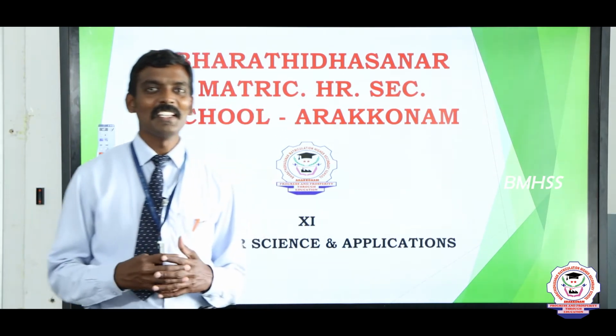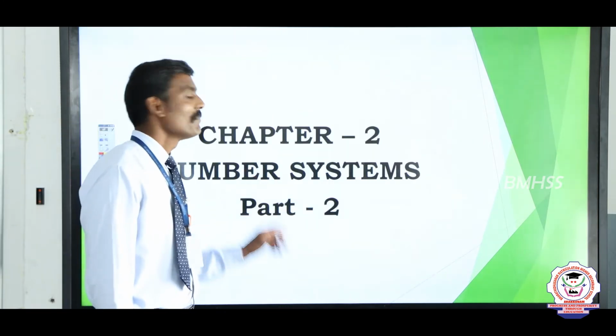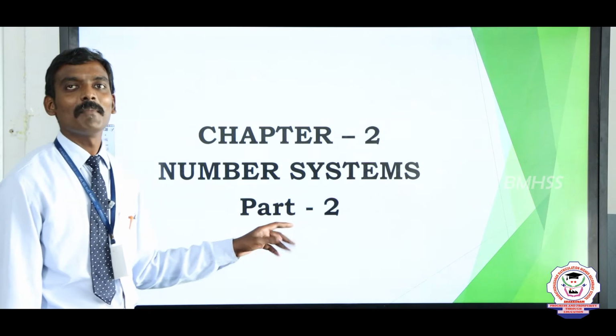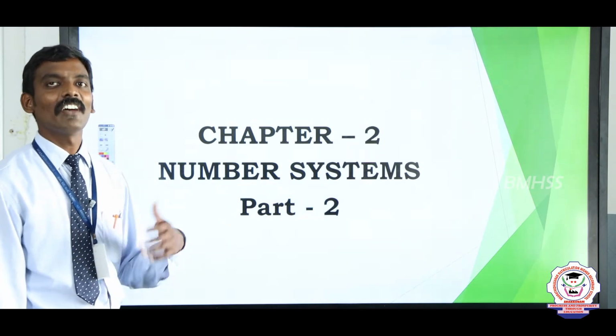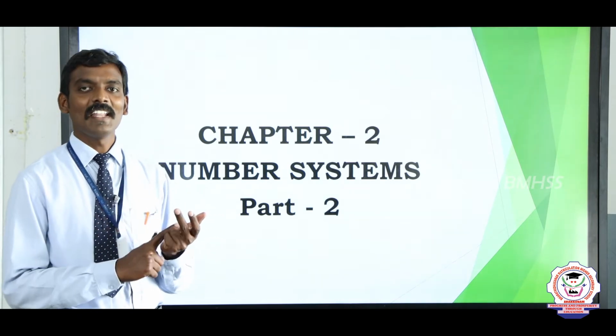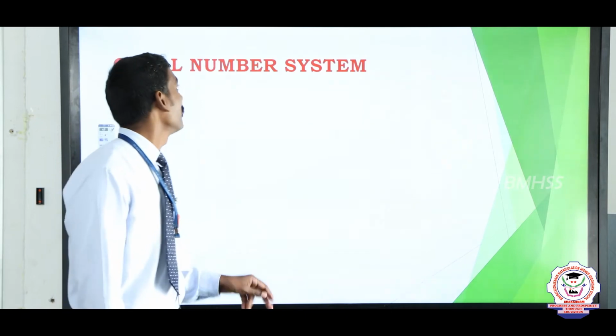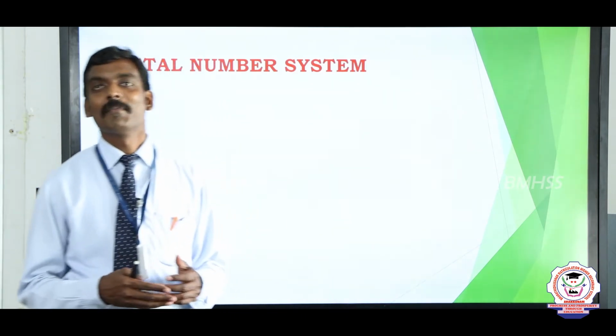Now we are going to see 11th standard Computer Science and Applications chapter 2, number systems. In this number system, this is the second part. In the first part we discussed what the decimal number system and the binary number system are. Now we are going to see the octal number system and hexadecimal number system.